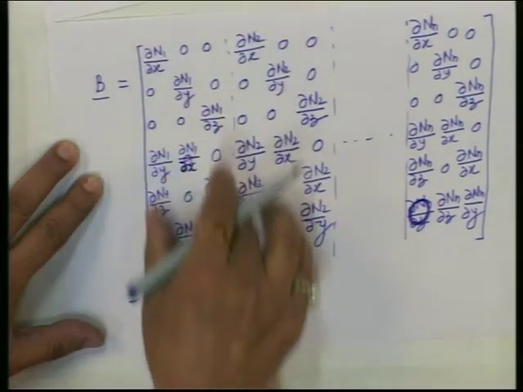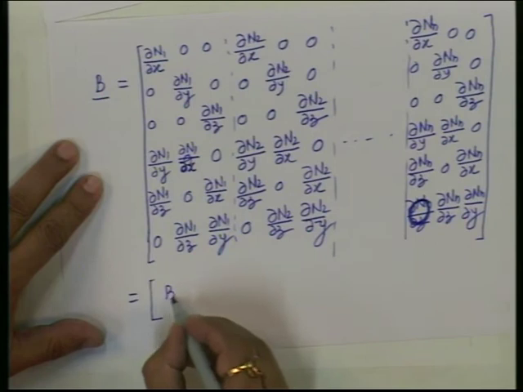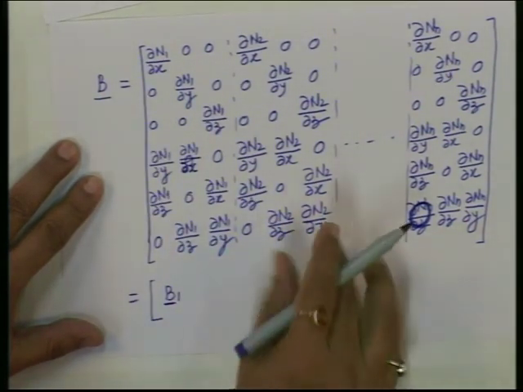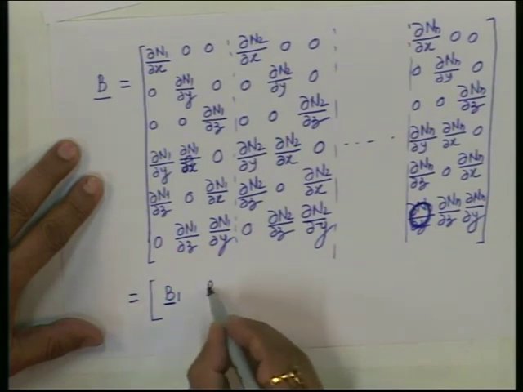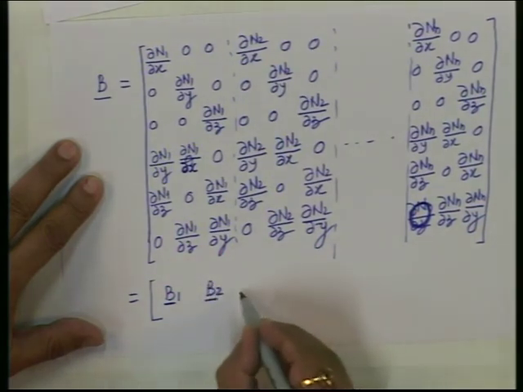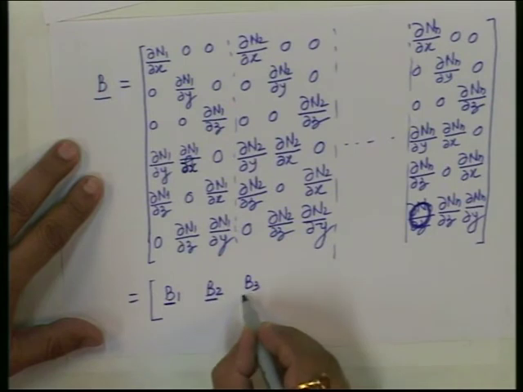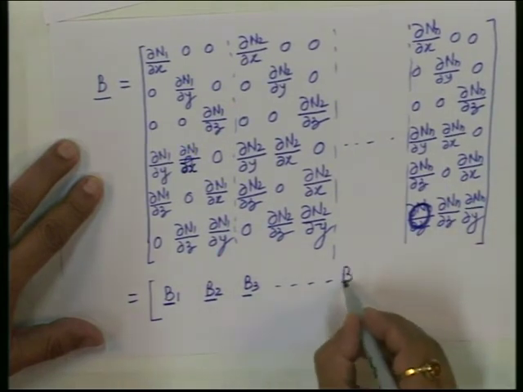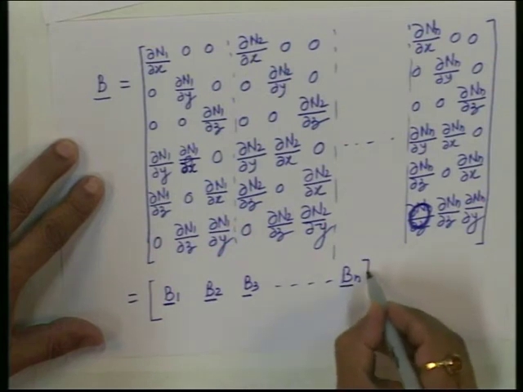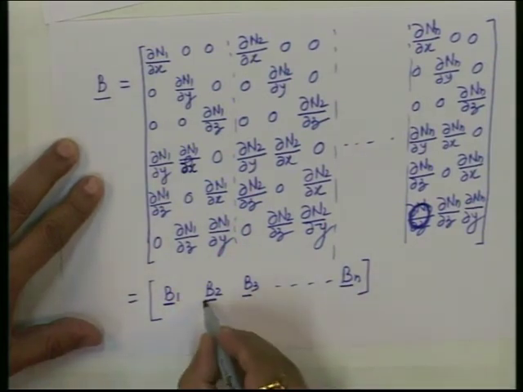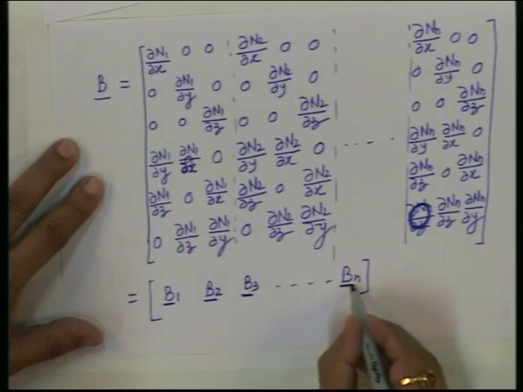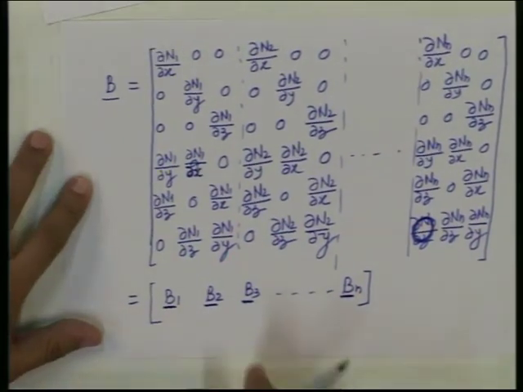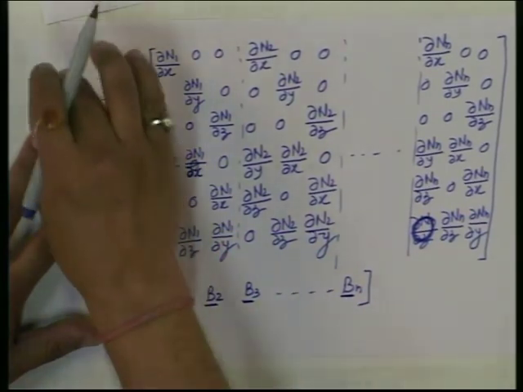I will write this block as B 1. This is also a matrix, it is a 6 by 3 matrix. This as B 2, then B 3, etc., going up to B n. Each one is a sub matrix, each one is a 3 by 6 matrix, sorry, 6 by 3 matrix. Each B 1, B 2 is a 6 by 3 matrix, and this is a big matrix.